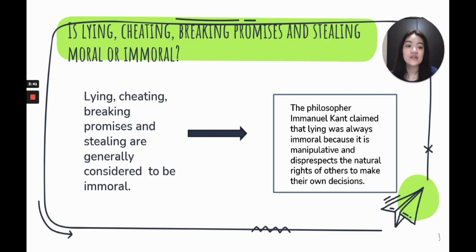Because in this theory, deontology, it is more concerned with what people do and not with the consequences of their actions. For example, do the right thing. Do it because it is the right thing to do. And don't do wrong things. Avoid them because they are wrong. So that's it for the application of the theory of deontology to these issues: lying, cheating, breaking promises, and stealing.